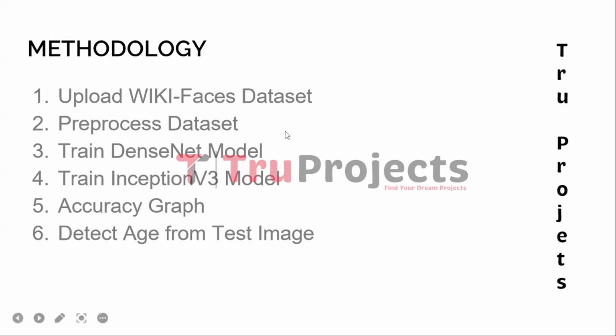And the final module is Detect the age from the test image. In this module, a test image is uploaded to the application. The trained models from modules 3 and 4 are applied to predict the age of the individual in the test image. The module uses the image data and the trained model to determine the predicted age. This allows the user to obtain the age prediction for the specific test images.